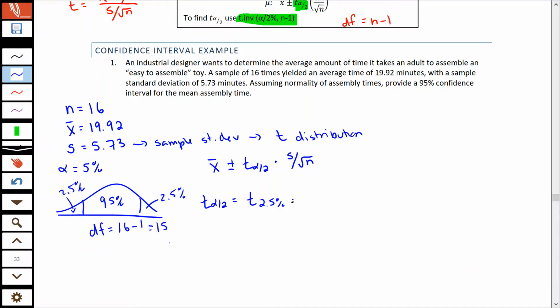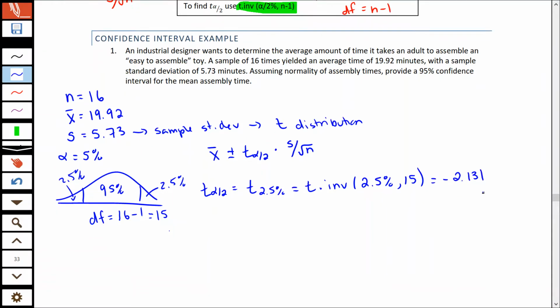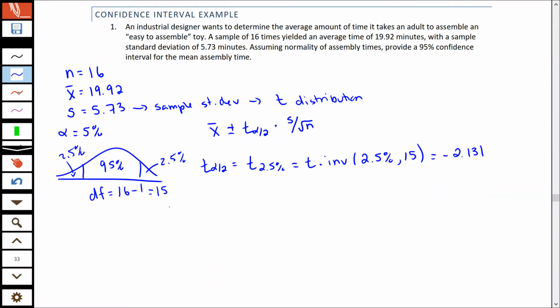So we are looking for T.INV of 2.5%. I'm finding the lower tail. We don't actually care if we find the upper or the lower tail here, but 2.5% and our degrees of freedom 15. So that t-value is going to be negative 2.131.